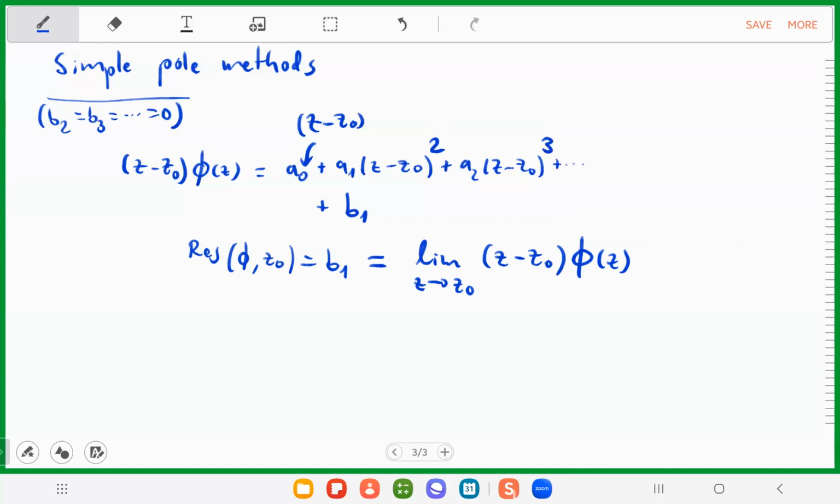So this is one simple way to find the residue if we have a simple pole. Multiply by z minus the singular point and just see what happens when z goes to that point in the limit. Not see what happens, but see what value this function takes. And this function should be analytic at that point, because that's because it's a simple pole. And the complex number that the function takes is just the constant b1. Okay, so this is our first simple pole method.